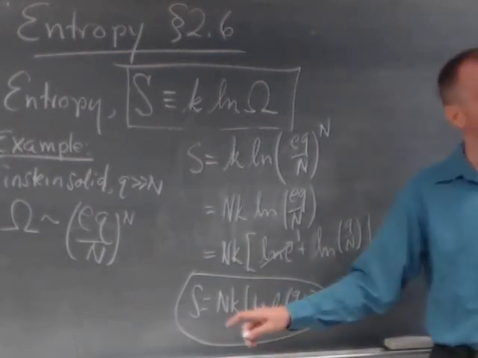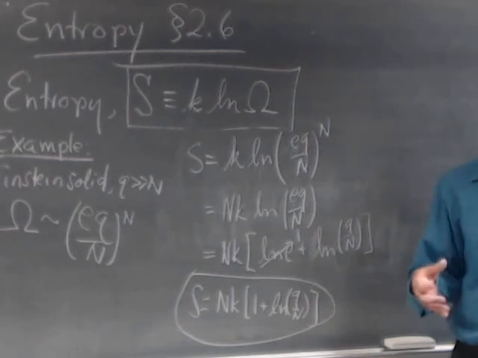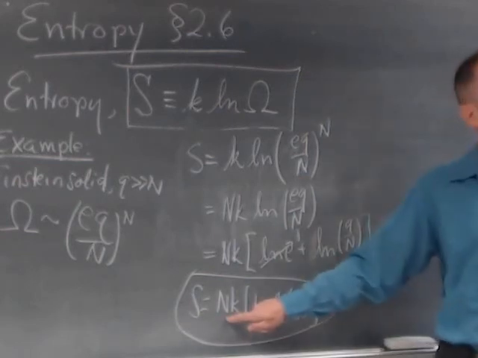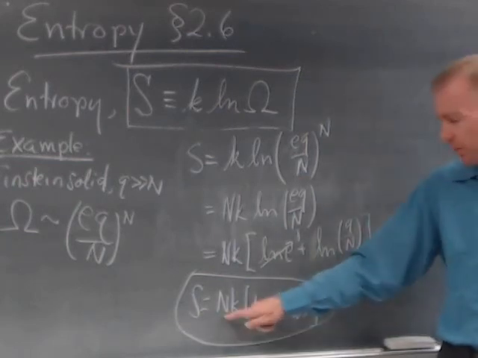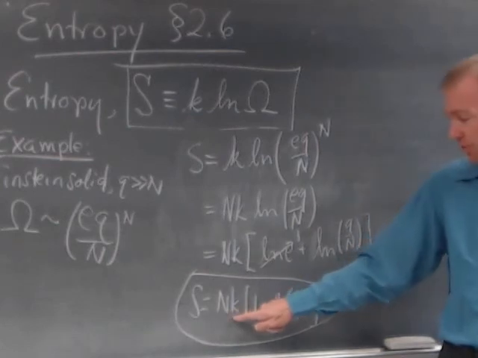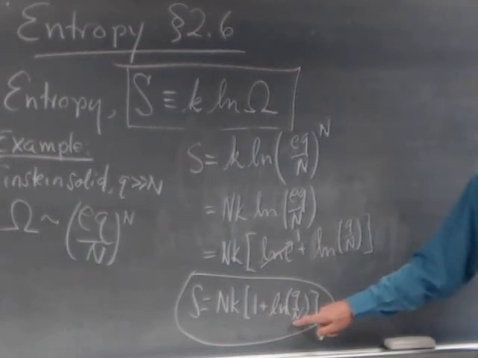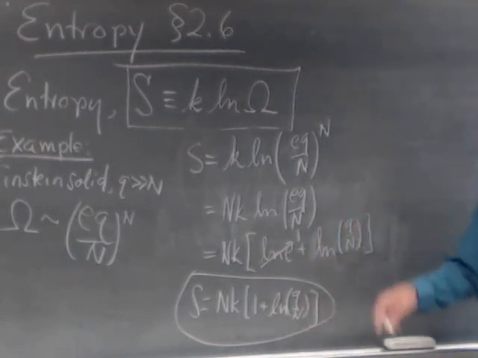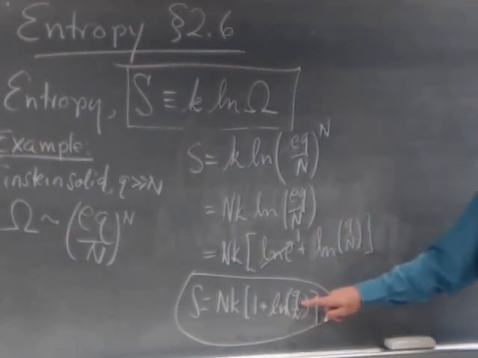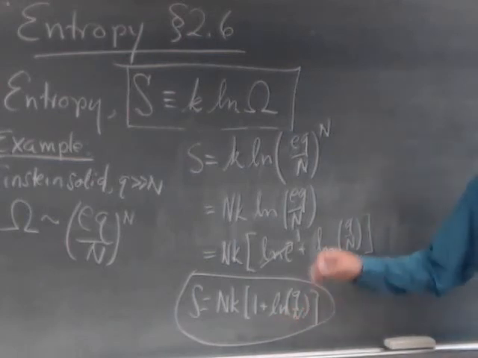So the entropy of a hot Einstein solid becomes a nice simple formula: Nk, where Nk in laboratory scale situations is going to be close to order unity. You might have 10 to the 23rd particles, and you've got 10 to the minus 23rd here. Times 1 plus log of Q over N. Both of those are large numbers, and Q is much larger than N, so this natural log is going to be a positive number.